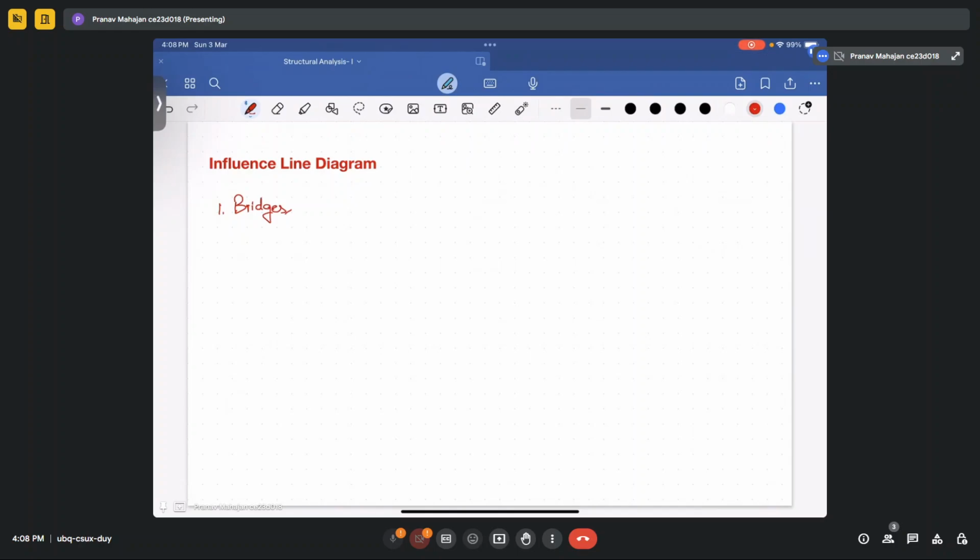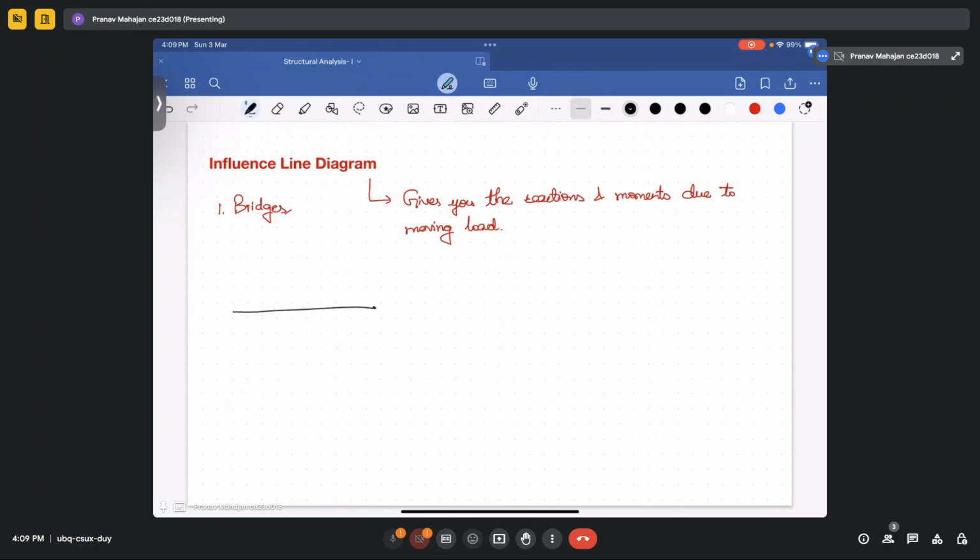So the influence line diagram gives you the reactions and moments due to moving load. Okay, so how have you done that? Maybe you have seen the video also.